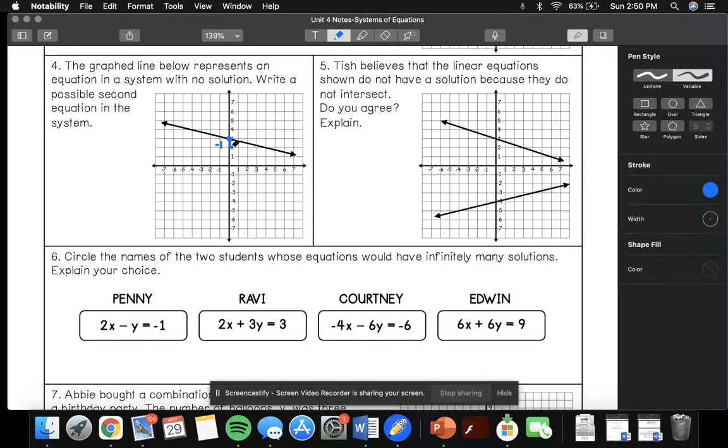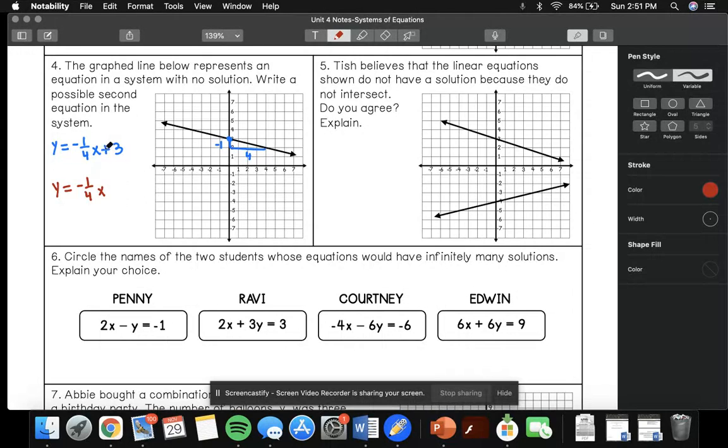So I know that the slope is negative 1/4, and it starts at 3. So I know that the equation is y equals negative 1/4 x plus 3. For it to have no solution, which means it would never ever cross, you could write y equals negative 1/4 x.